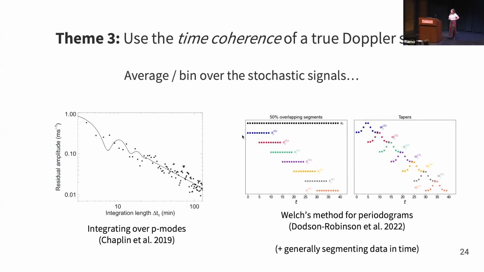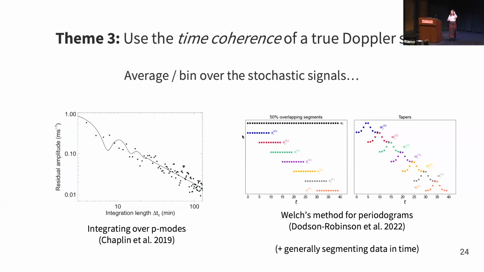Okay, my next theme is using the time coherence. The first two themes were things that you could do with any spectrum, not knowing what the timestamps on the spectrum are. But we do know the timestamps, and we can use those. There are a couple of ways to use times. One is to average or bin over the stellar signals.